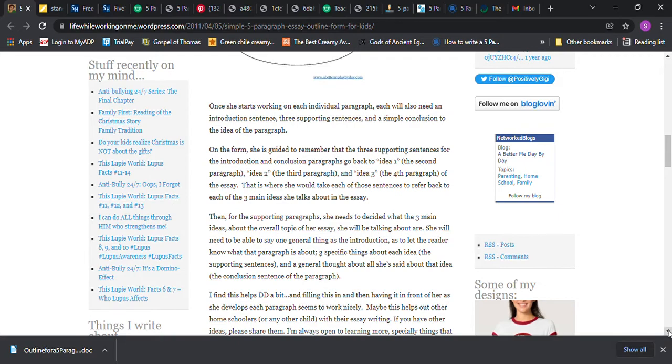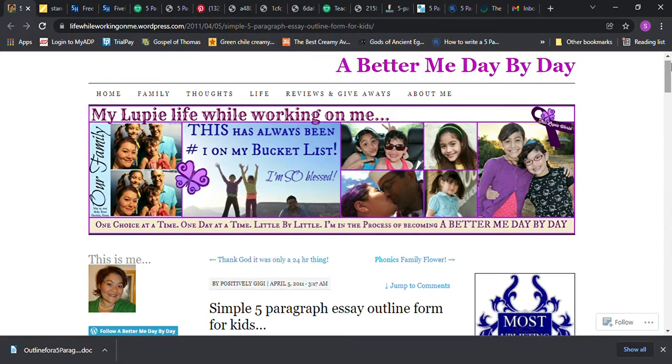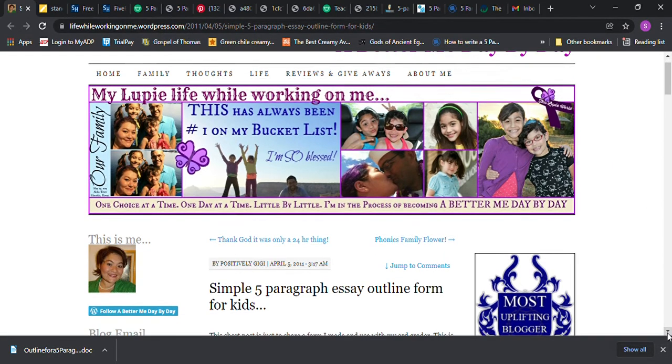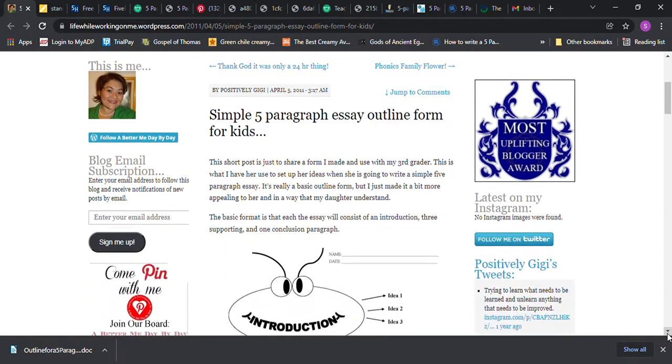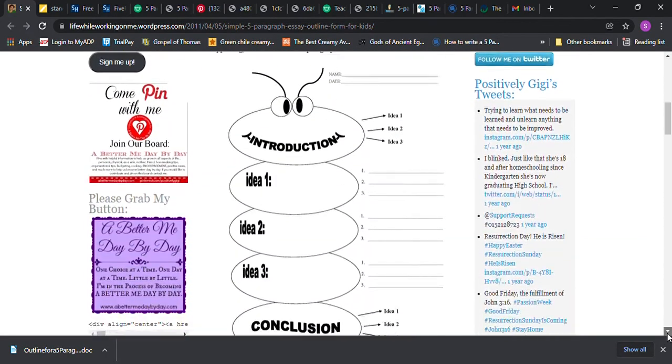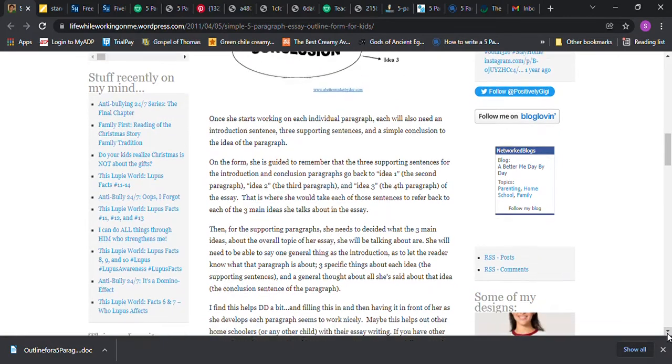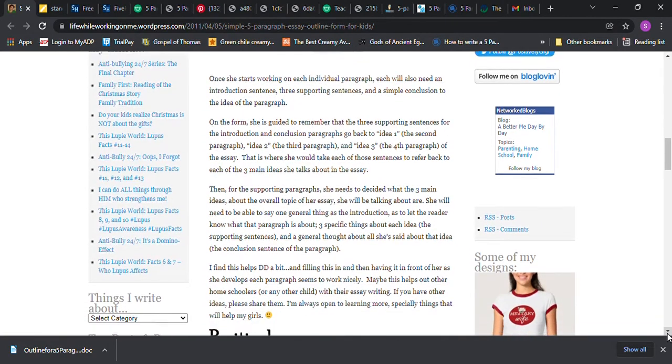And then you can read this. You can Google search it for a better me day by day and simple 5-paragraph essay outline form for kids. Or you can Google life while working on me. Simple 5-paragraph essay outline. So there is that. And you can go see that. And that way if you want to read further about it, you can go to that site and you can read more about it.